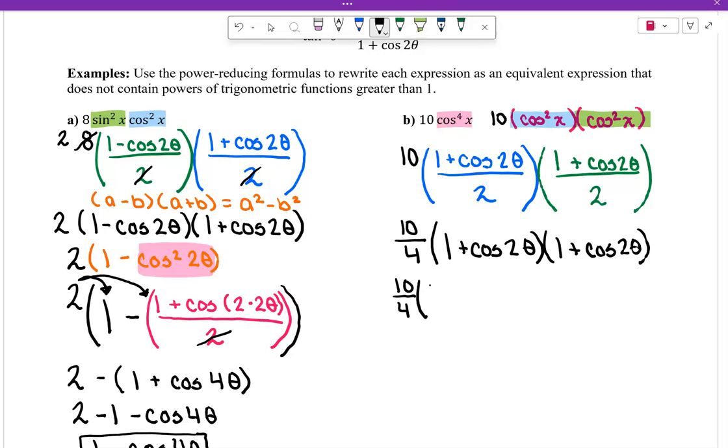So 1 times 1 is 1. 1 times cosine 2 theta is cosine 2 theta. Cosine 2 theta times 1 is also cosine of 2 theta. So that means we have 2 of those. And then, of course, cosine 2 theta times cosine of 2 theta is cosine squared of 2 theta.